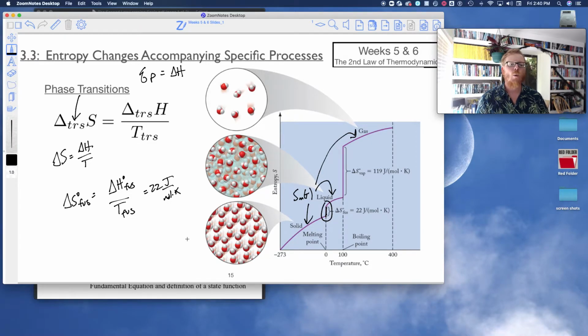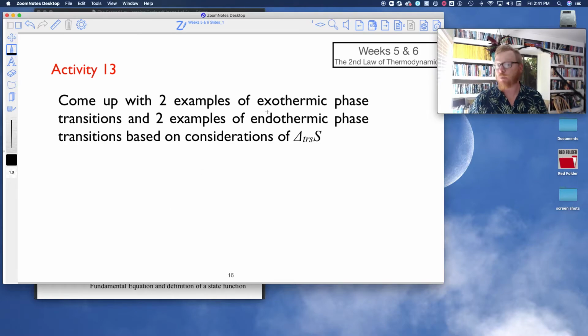What's also pretty cool is we can use this relationship to start to conceptually know when a phase transition will be exothermic or endothermic. So I'll show you as an example. Come up with 2 examples of exothermic phase transitions and 2 examples of endothermic phase transitions based on this consideration of delta S. Let's write that again. I'm going to drop saying the TRS, and we just know delta S equals delta H divided by T. For example, and you can pause it and think about this if you like, I'm just going to keep moving forward.